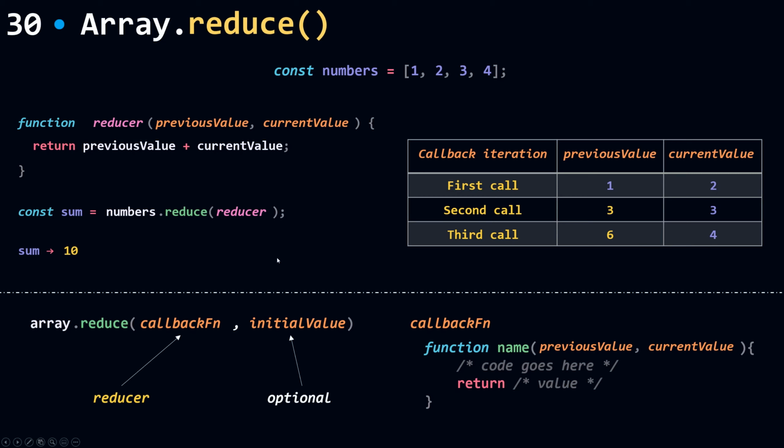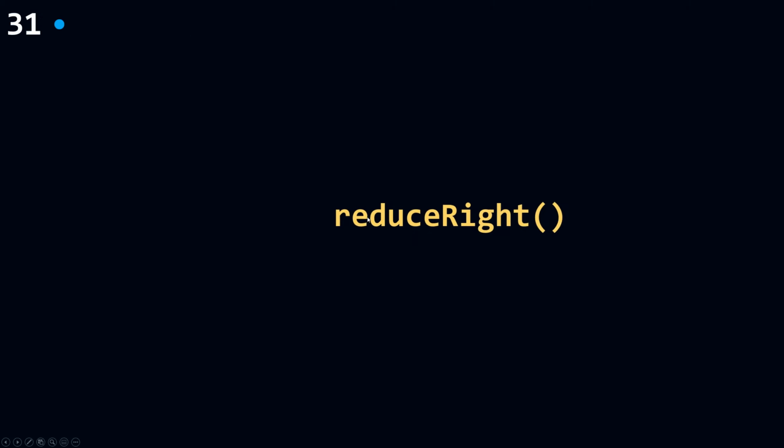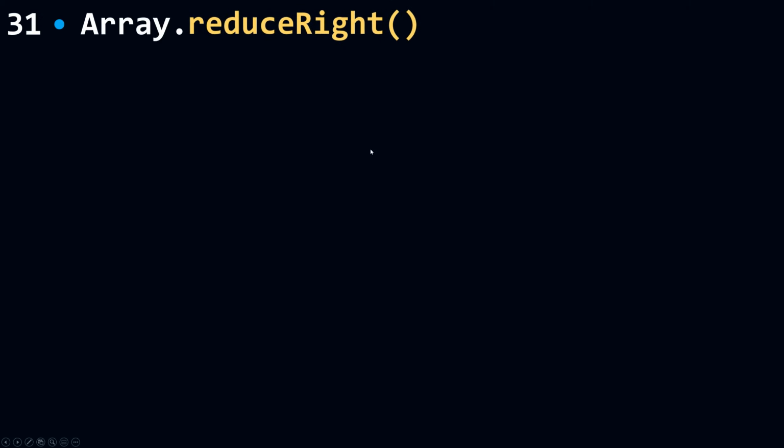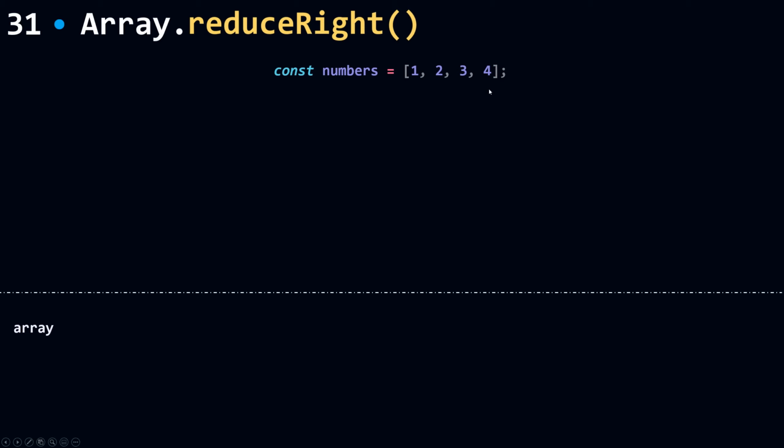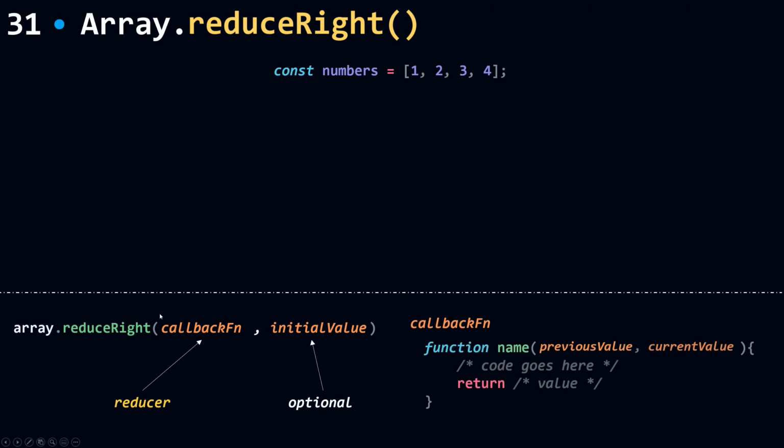So let's move on to the next method, which is reduceRight. reduceRight is almost the same as reduce, except instead of starting from left to right, reduceRight starts from right to left. So it starts from the end of the array. And then reduceRight takes in the same parameters as reduce, a callback function and an initial value.